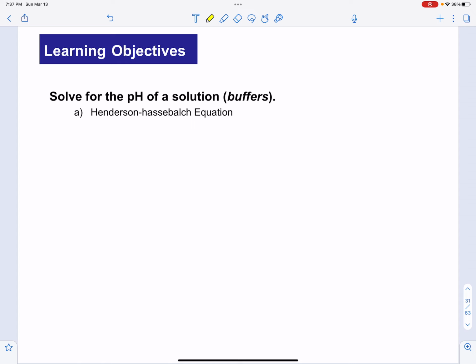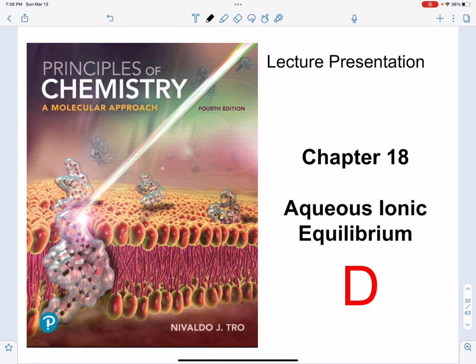And with that, you have been introduced to the Henderson-Hasselbalch formula. And now you know how to deal with buffers. So that will be until the next time.